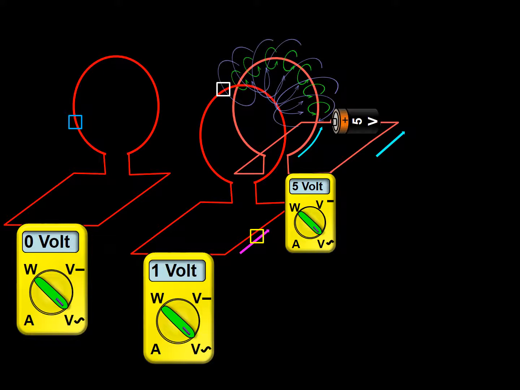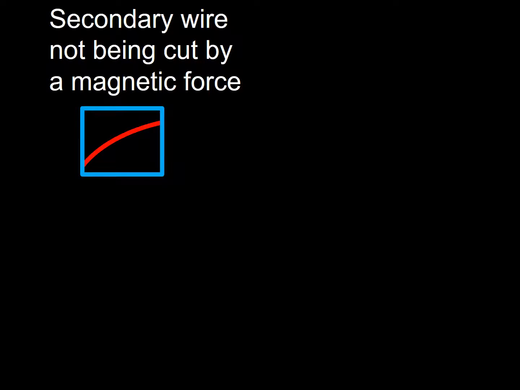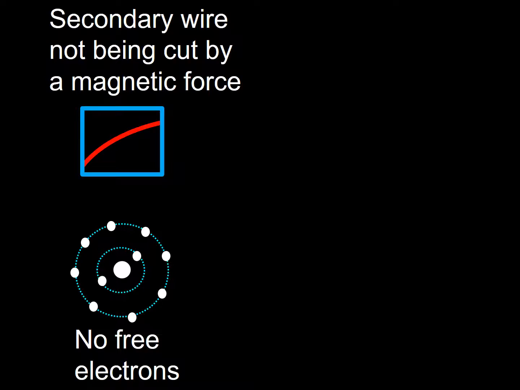I will use the same arrangement to answer this question as I did in the last one. I will first analyze what goes on inside the blue square. On the left side of the frame on top, I have represented a secondary circuit not being caught by any magnetic force. On the bottom, you have a representation of the atom in the wire in such conditions. All electrons are going around the nucleus and there are no free electrons.